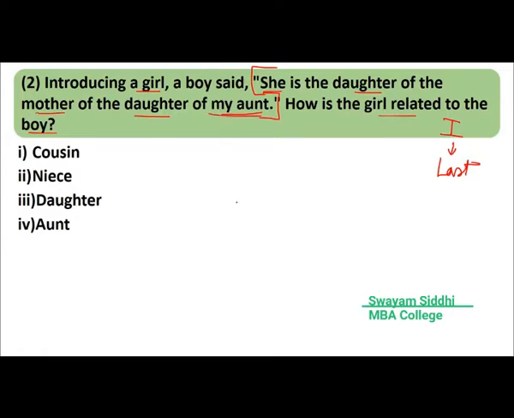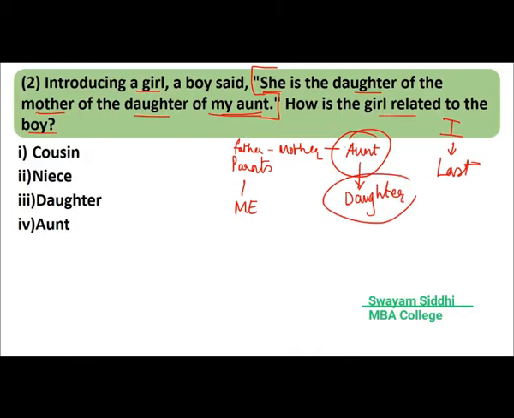My aunt. This is me. These are my parents, this is my father, this is my mother. So let us assume that my aunt is my mother's sister. This will be my aunt, correct? This is the daughter of my aunt.